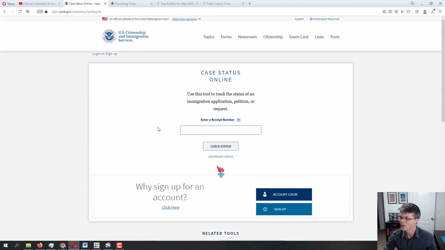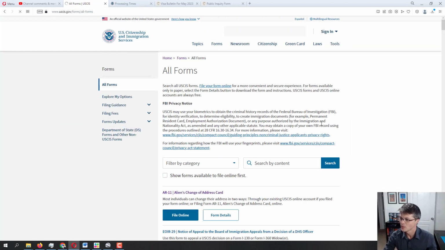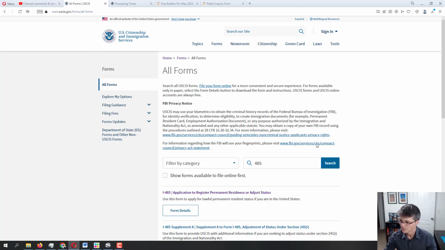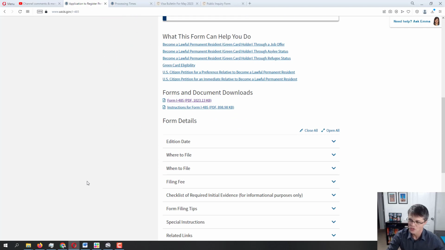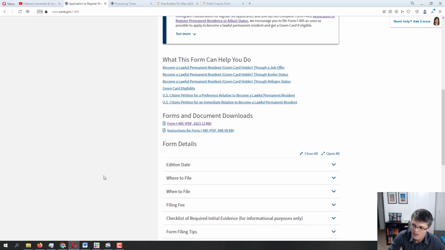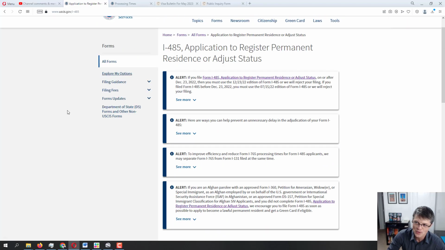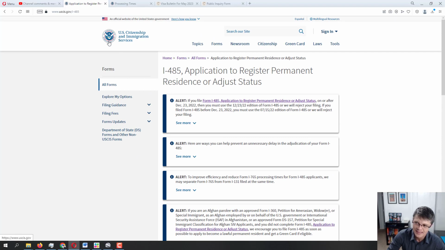Let me take a look at something. We're going to go to forms, and I want to actually open up the I-485 because I'm pretty sure it is not available to file online. So first of all, Adele, this is very important. I don't know where you got your application, but it almost seems like you did not get it from the official USCIS website. This is the official .gov government website. This is the link that you need.